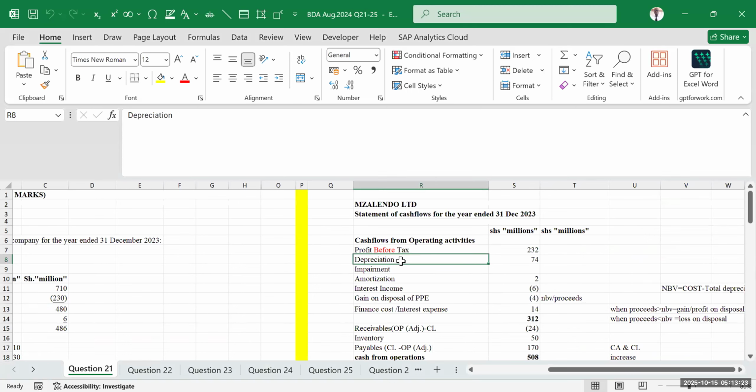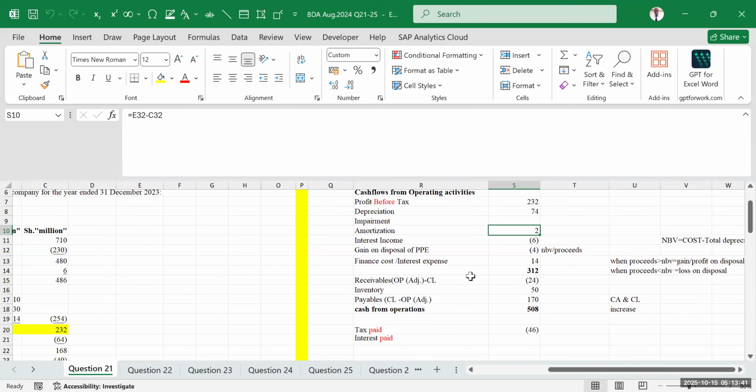Depreciation was charged as an expense. We adjust by adding back. Impairment was charged as an expense. We adjust by adding back. Amortization, the same, was charged as an expense on accrual basis. We adjust by adding it back.